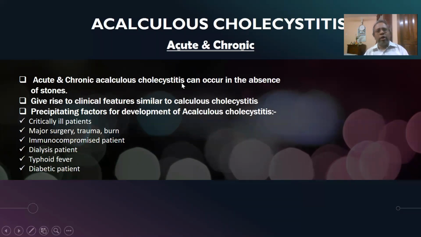So acute and chronic acalculous cholecystitis can occur in the absence of stones, giving rise to clinical features similar to calculous cholecystitis. Precipitating factors for the development of acalculous cholecystitis are critically ill patients, major surgery, trauma, and burns that may predispose to acute acalculous cholecystitis. Immunocompromised patients may develop it, as well as dialysis patients and typhoid fever. It is a very important thing: in case of a chronic carrier, prophylactic cholecystectomy needs to be done. In diabetic patients, there is more chance of acalculous cholecystitis.